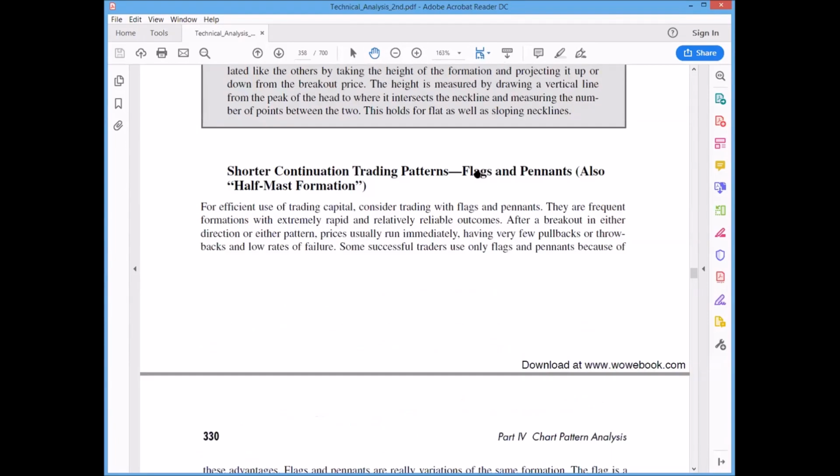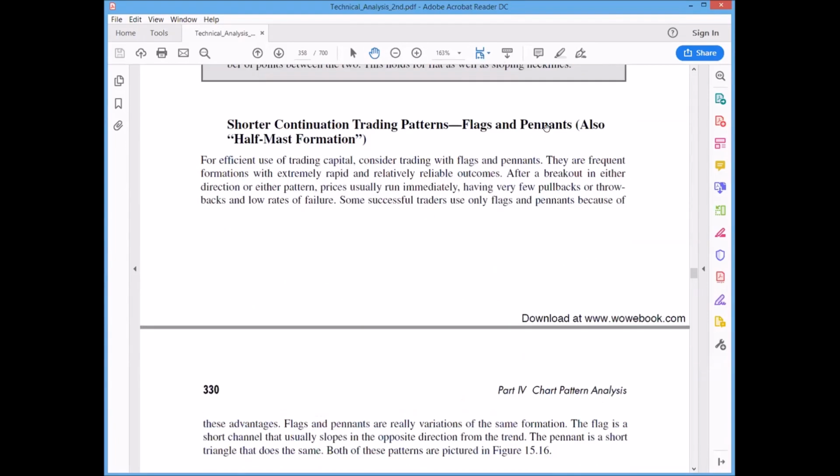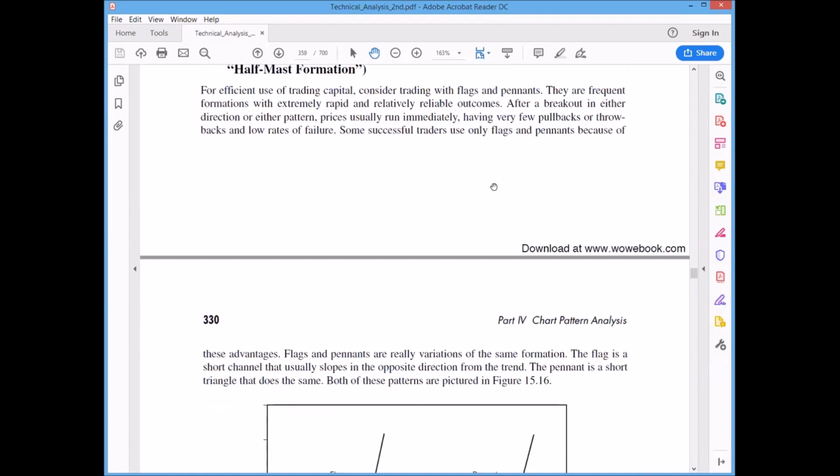I scroll down here and we see flags and pennants. So you may have heard of a pennant pattern, very similar to a flag pattern. We're just going to talk about it a little bit, and then go take a look at some examples. It says, for efficient use of trading capital, consider trading with flags and pennants. They are frequent formations with extremely rapid and relatively reliable outcomes. After a breakout in either direction or either pattern, prices usually run immediately, having very few pullbacks or throwbacks and low rates of failure. So that immediate run is what we refer to as the flag pole.